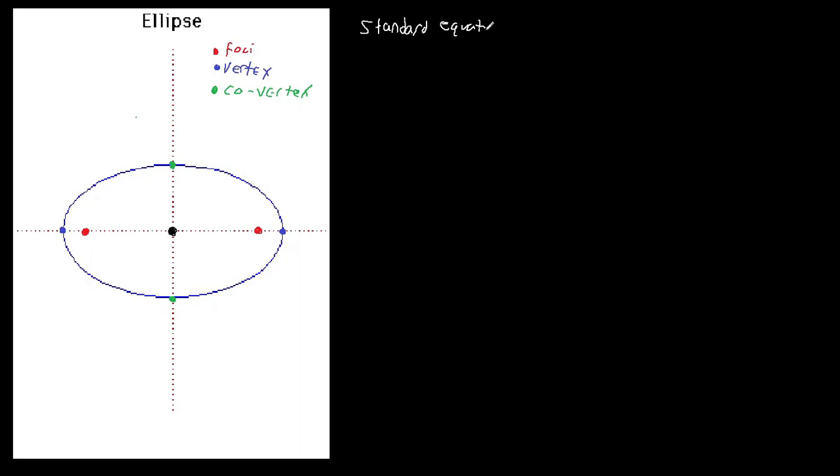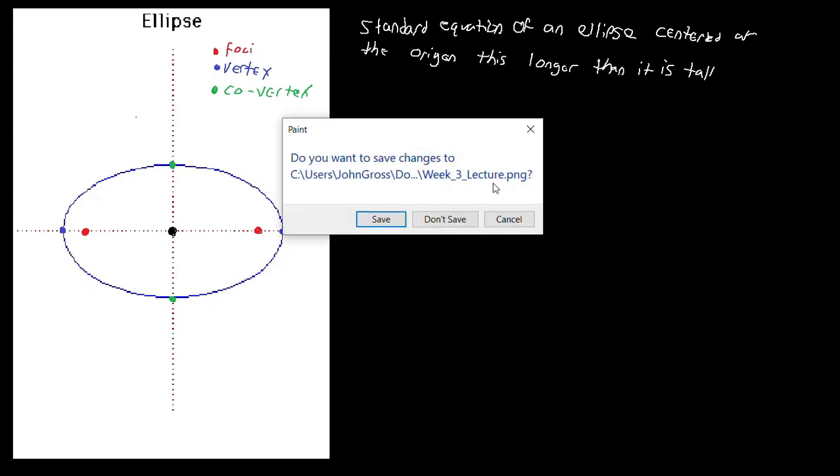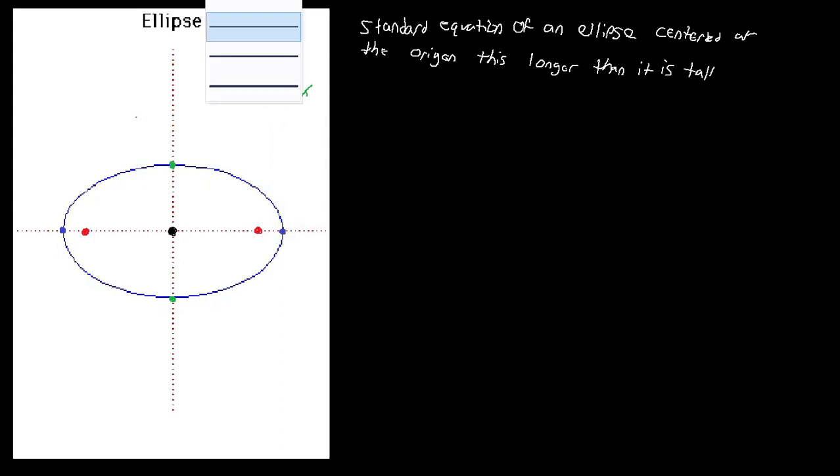Standard equation of an ellipse. Specifically, the standard equation of an ellipse centered at the origin that is longer than it is tall. So basically what I'm saying when I say that is that the ellipse's center is the coordinate (0, 0), and that the major axis is a horizontal line and the minor axis is a vertical line.